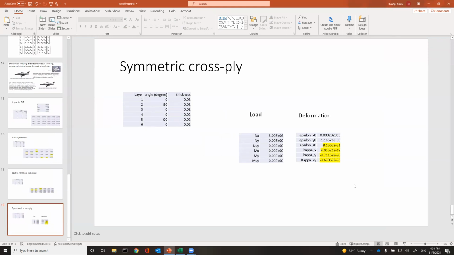So for the symmetric cross ply, no coupling. You pull it, extend. There's Poisson effect. There's no shear, no bending, no twisting. Okay. You see the same thing? Who has done with this case?